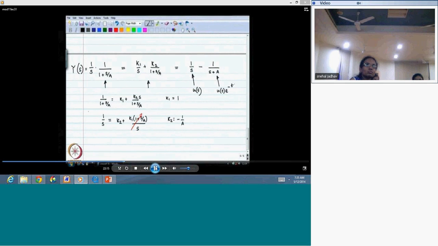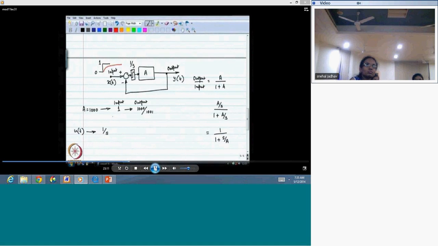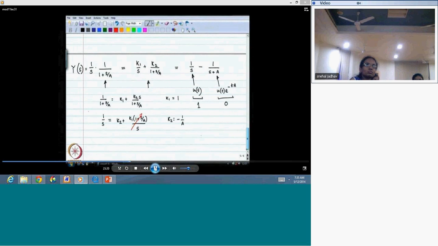Now, if the input is not 1 by s, the input is unfortunately 1 by s squared. Then what we're going to find is that a position control system will give you a step.